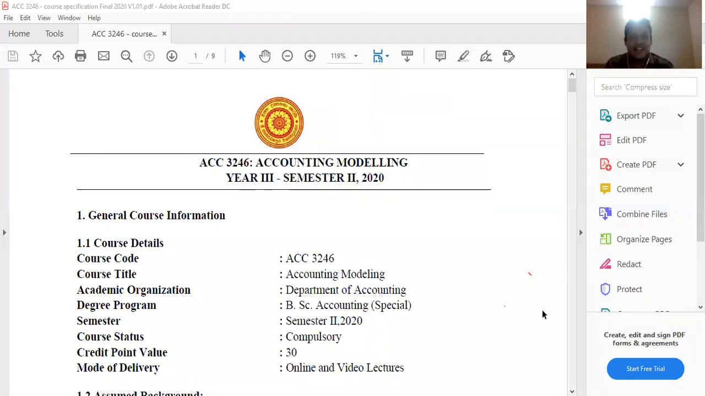Right. Let's get started. So today we are going to start our course, accounting modeling, and you are all welcome to the subject. In fact, we are having quite a different experience. It is different from what we were used to.